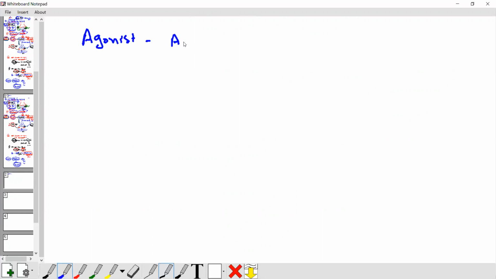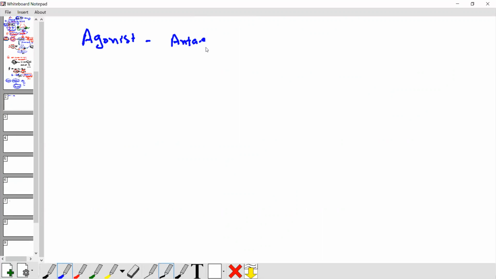Agonists and antagonists. These drugs also help you in the respiratory system and the CVS system. We will repeat these drugs again and again. The autonomic nervous system pharmacology is very important. Okay, now we move on.